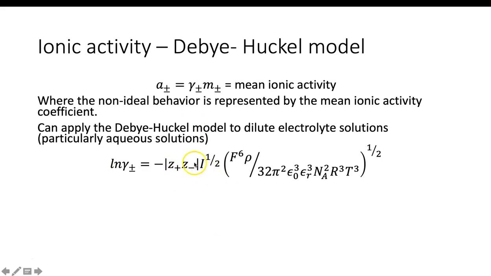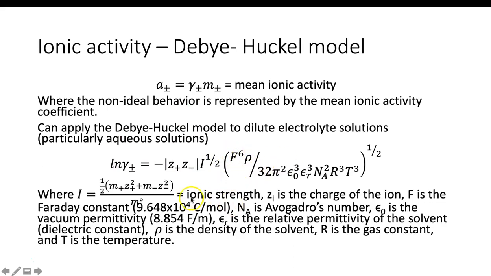This I to the 1/2, which we'll explain in a minute, is the ionic strength. I'm going to go ahead and reveal all these constants. We have F to the 6, so that's the Faraday constant. This is the density of the solvent, 32 pi squared. This is the vacuum permittivity, given below. This is the relative permittivity, or the dielectric constant of the solvent. This is Avogadro's number, and then the gas constant times temperature. That's a lot, but the important part is that the ionic strength is related to our molality times our charge squared plus the molality times our charge squared, and then it's 1/2 of that. And this reference is 1 mole per kilogram.